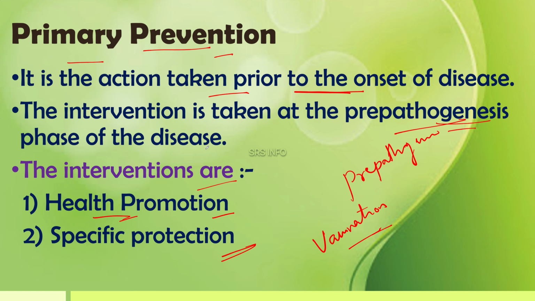I hope you understand it very well. The interventions mean the specific methods by which we can achieve the goals of prevention of the disease. Clear? So this is the primary prevention, prior to the onset of disease.